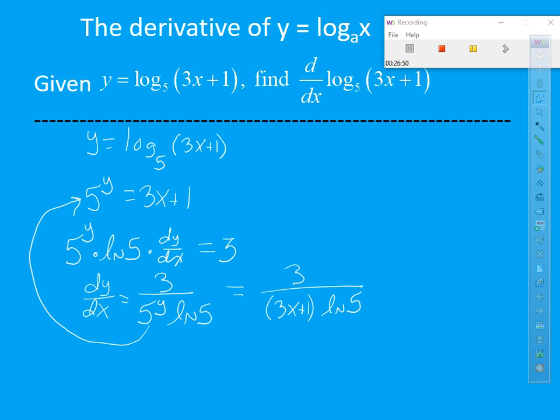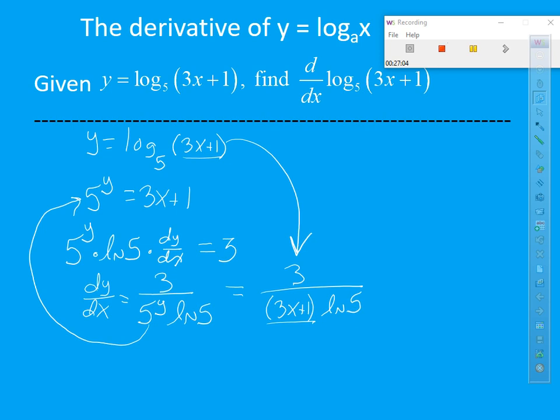I'll say it once more. There's a shortcut from there to there. So start trying to piece it together. Look at a 3x plus 1 and a 3x plus 1. See if you can figure out where this 3 came from. And then see if you can figure out where that natural log of 5 came from.